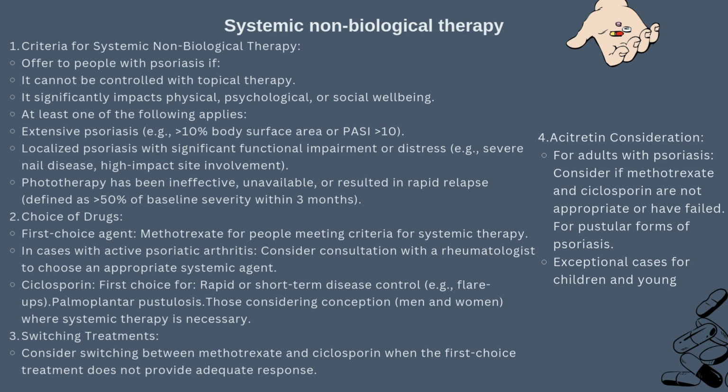Acitretin consideration: for adults with psoriasis, consider if methotrexate and cyclosporin are not appropriate or have failed. Also consider for pustular forms of psoriasis, and in exceptional cases for children and young people.